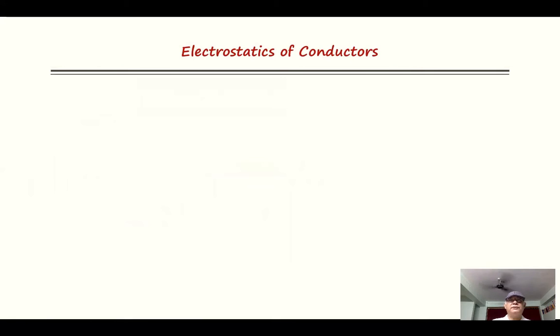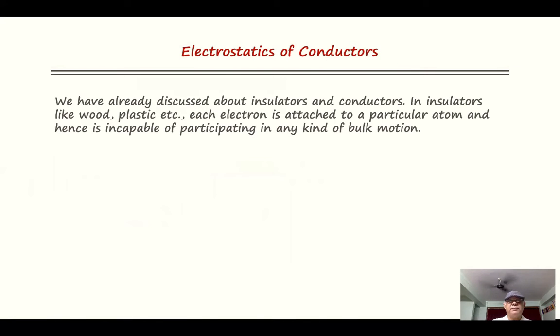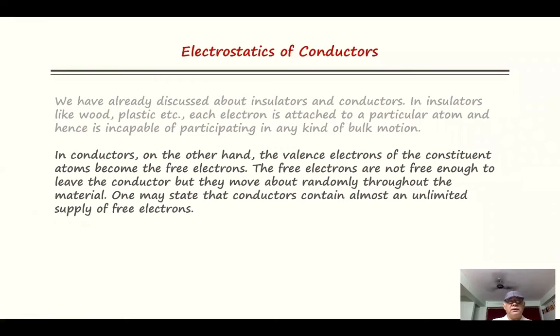Electrostatics of conductors. We have already discussed insulators and conductors. In insulators like wood, plastic, etc., each electron is attached to a particular atom and hence is incapable of participating in any kind of bulk motion. In conductors, on the other hand, the valence electrons of the constituent atoms become the free electrons. The free electrons are not free enough to leave the conductor, but they move about randomly throughout the material. One may state that conductors contain almost an infinite supply of free electrons.